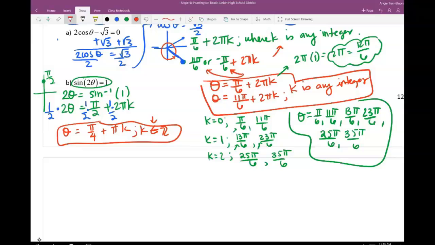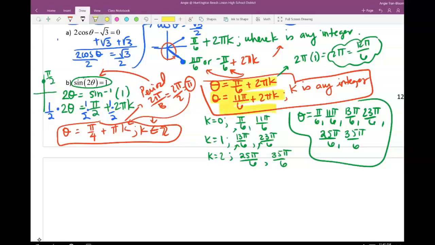Now I'm going to add a pi k to each. So if you think about it, your period for this equation is 2 pi divided by b, right? And b is 2, so that's why you have a period of pi. And that's how this is related. So what you are doing is that in each period, there's only one solution, versus in the previous question, each period has 2 answers. That's why there are 2 equations. Okay, so how do I get the 6 answers?